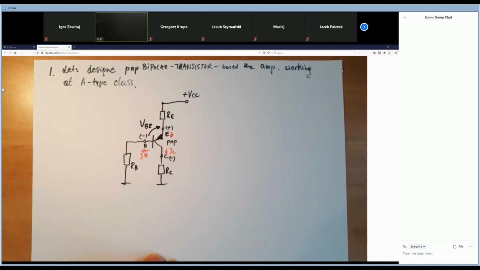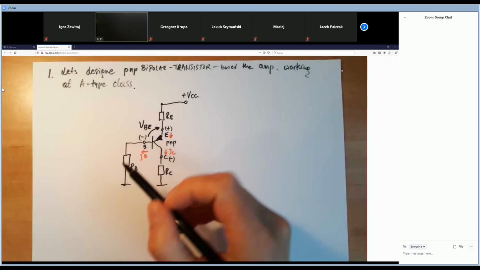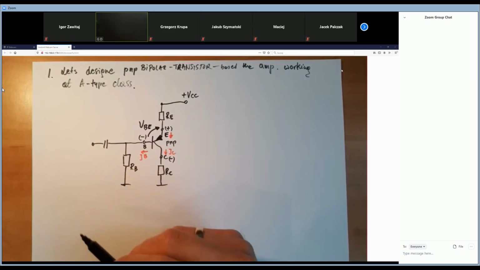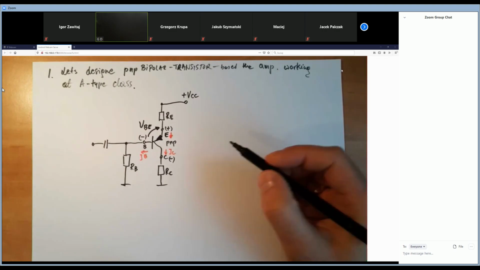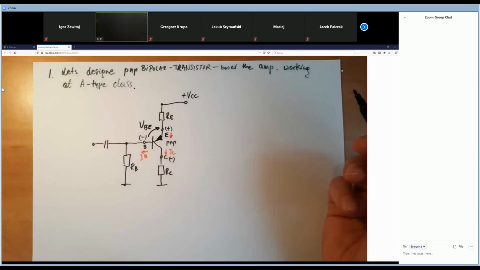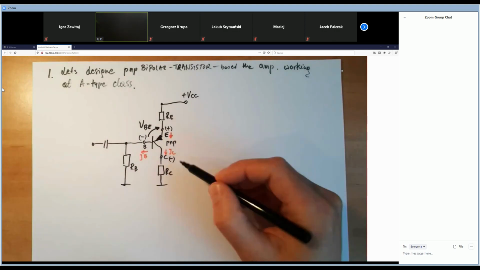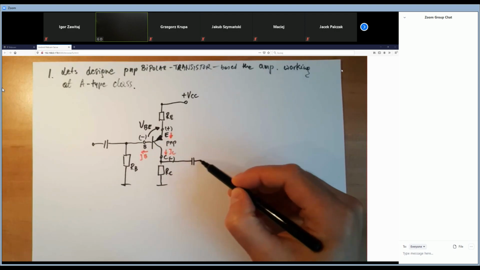Okay. So where should the input signal be supplied to our amplifier? To the base through the capacitor, and the output signal comes from the collector. Okay, we can take it from the emitter also, but typically it is taken from the collector.